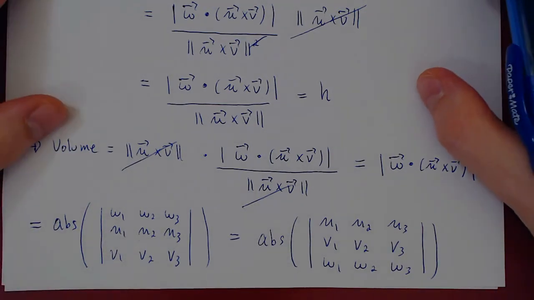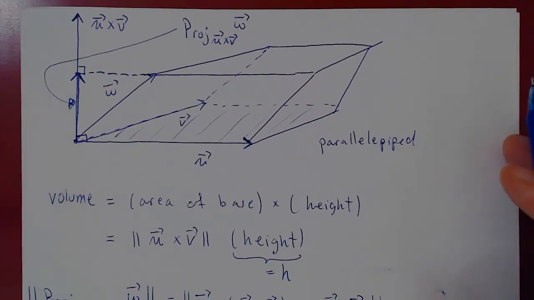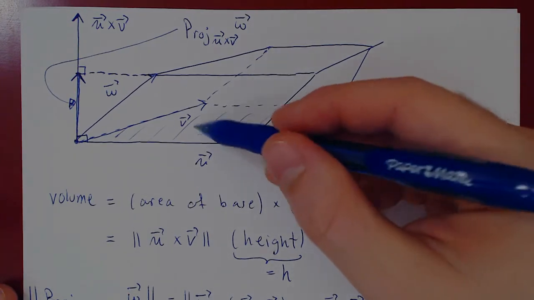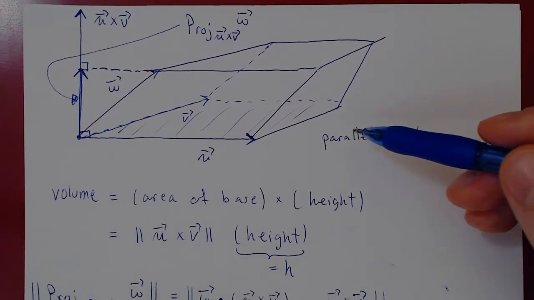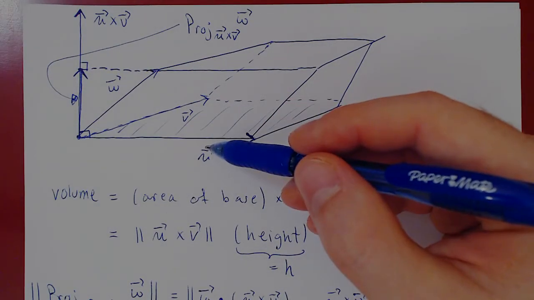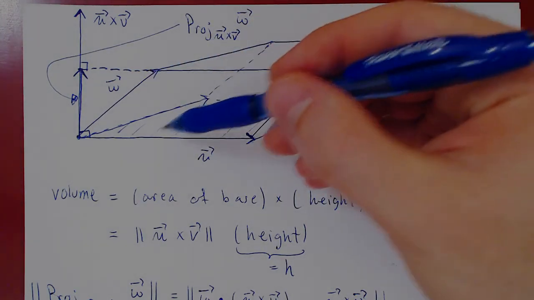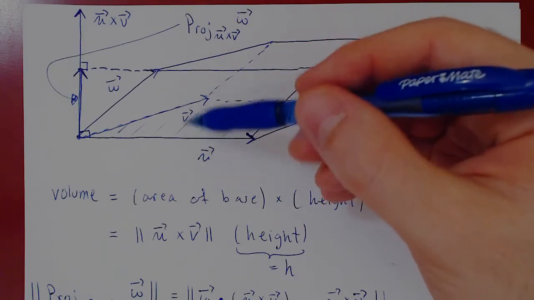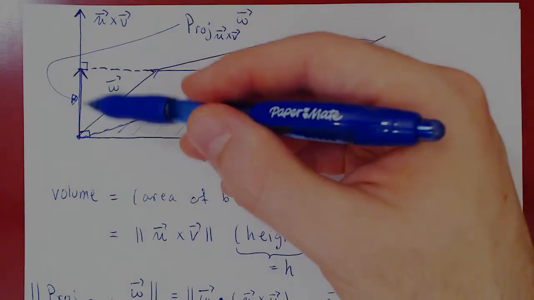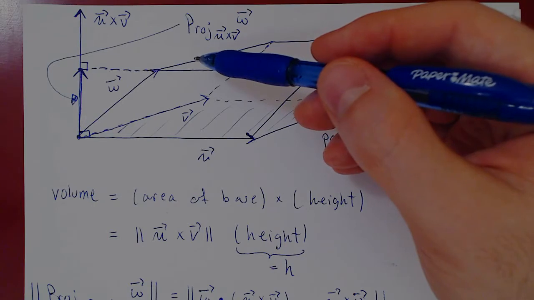One last observation is the following. Suppose I ask you the following question. How would you check whether or not three vectors, u, v, and w, so three vectors in R3, are lying on the same plane or not? Well, think of it. If the three vectors are lying on the same plane, this means that w is lying on the plane spanned by u and v. So if three vectors are on the same plane, you have no height to your solid, you have a flat surface, hence you have a volume of 0.